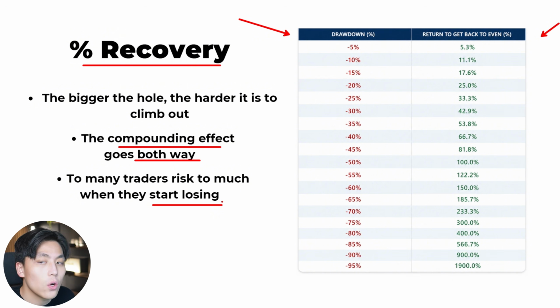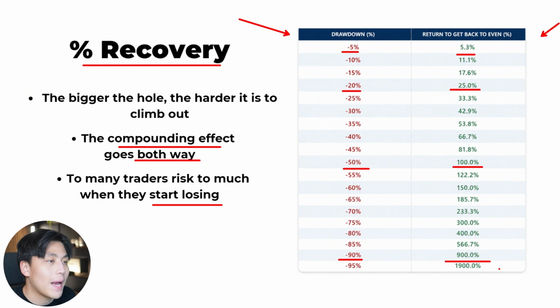And what does that ultimately lead to? It ultimately leads you to being in huge drawdown, and that just makes it so much harder for you to become a profitable trader. So as you can see here, if you're down 5%, all it takes is just 5.3% to get back to break even. But if you're down 20%, it takes 25% to get back to break even. Let's say you're down 50%, it takes 100% to get back to break even. And if you're down 90%, it's going to take over 900% to get back to break even.